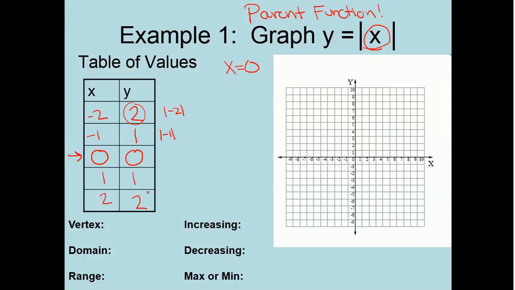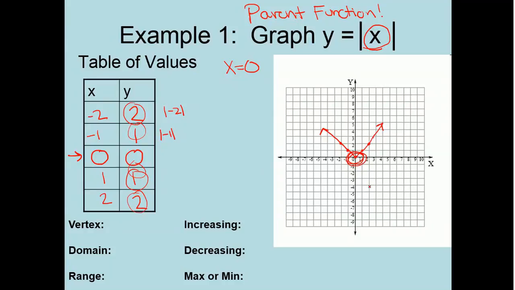Now, notice how these two and these two are the same exact. That should always happen in an absolute value equation. You should see them always meet together like that. So let's graph. Negative 2, 2, negative 1, 1, 0, 0, 1, 1, and 2, 2. Look at that V for value. Perfect.